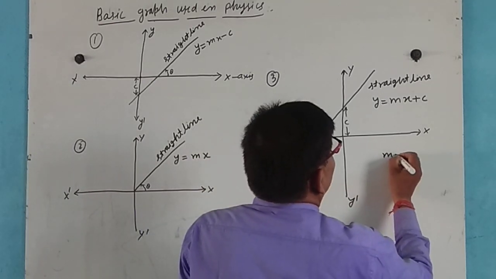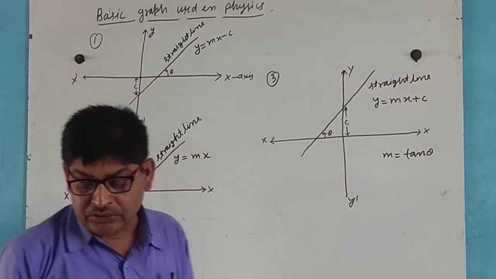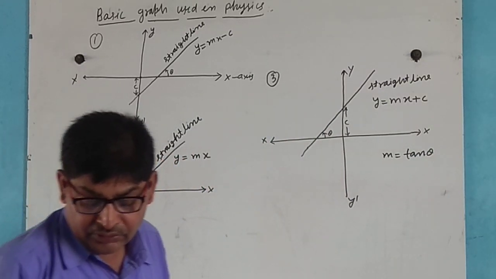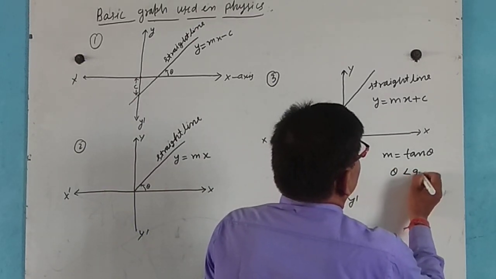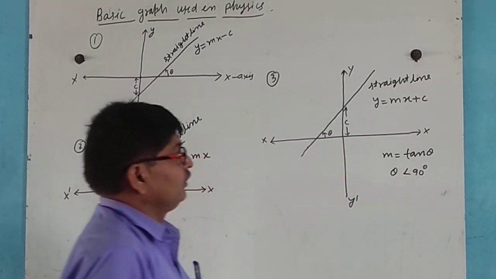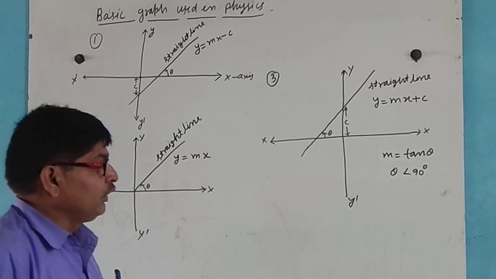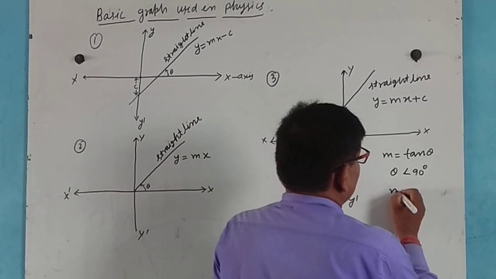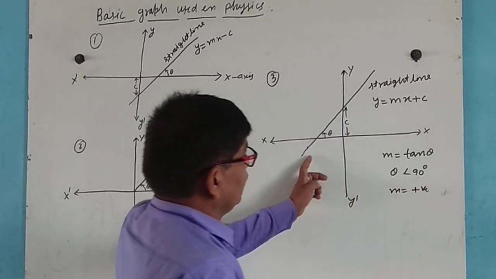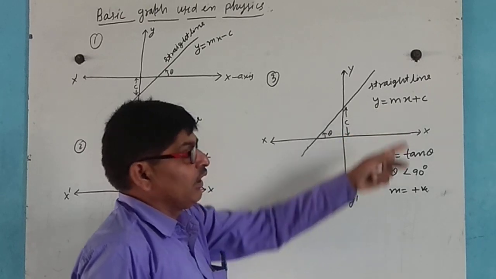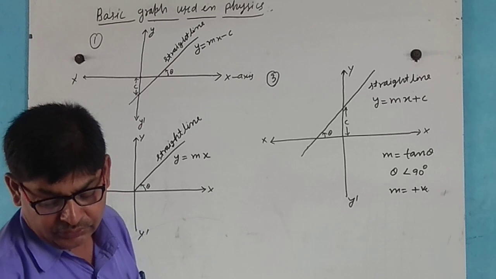Here m is equal to tan theta, and theta is less than 90 degrees, and m is a positive value. In this case, the equation of this straight line is y is equal to mx plus c.